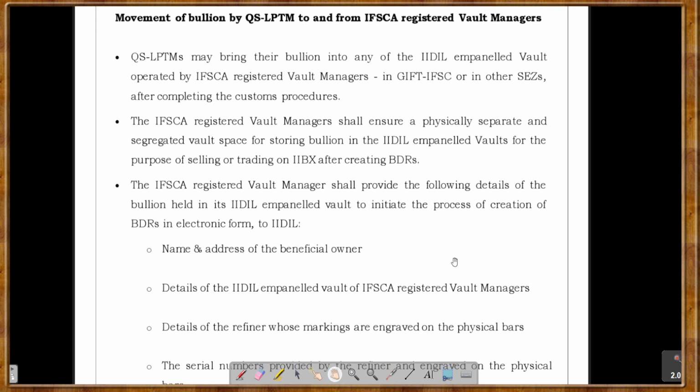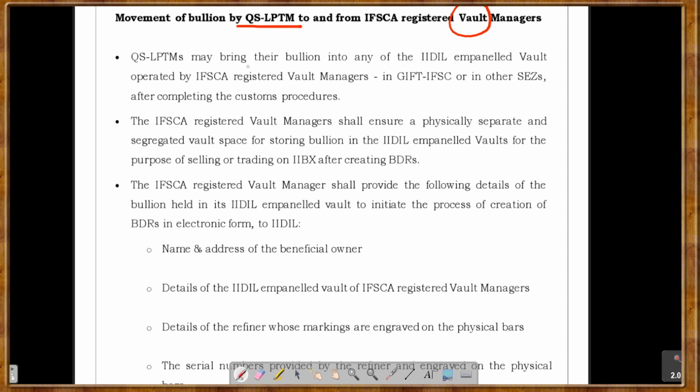Now, movement of bullion by the limited purpose trading member to and from an IFSCA registered vault manager. See, you are a supplier, right? You are a supplier, but these bullions are maintained in a vault, which is like a safe place where the bullions are maintained.